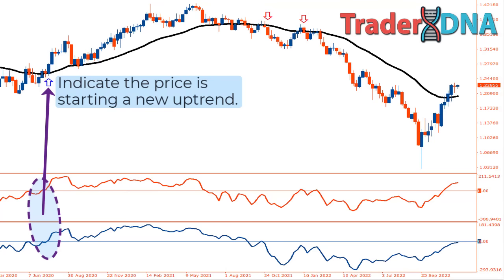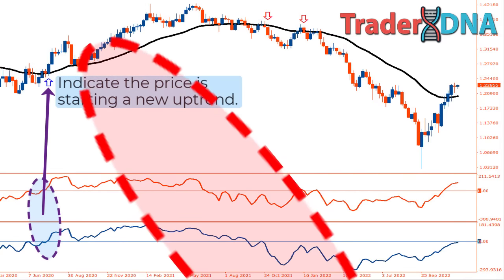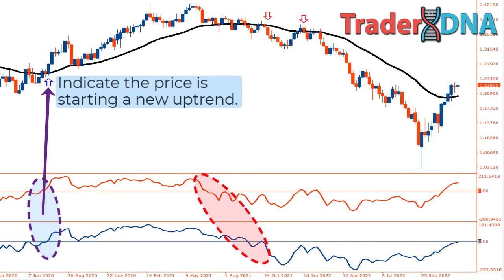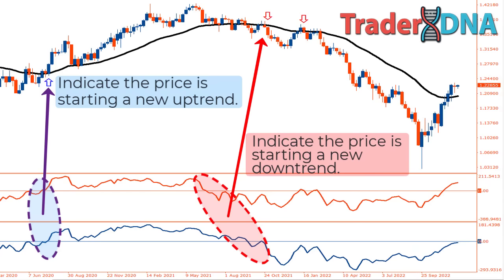The same concept applies to an emerging downtrend. When the indicator goes from positive or near zero readings to below minus 100, then a downtrend may be starting. This is a signal to get out of longs or to start watching for shorting opportunities.